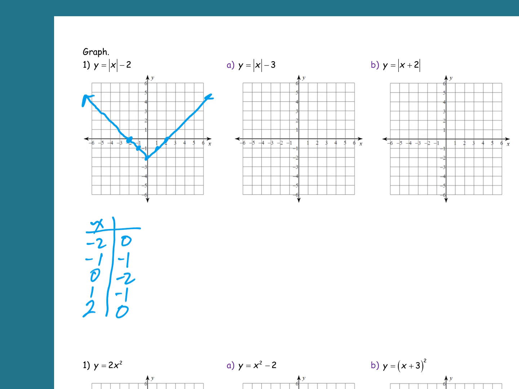Wait, isn't -2 minus 2 minus 4? No, absolute value of -2 is what? +2. So remember, it's absolute value. Absolute value means the distance from 0. So how far is -2 from 0? 2. Distance can't be negative.